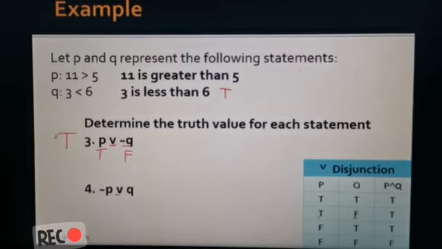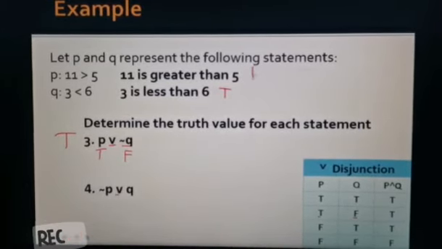For number 4, we have a negation of P. Since our P is a true statement, to negate this true statement, this will become false. And for the Q statement, that is a true statement, and using the truth value for disjunction, we have false and true, so therefore the truth value for item number 4 is true.